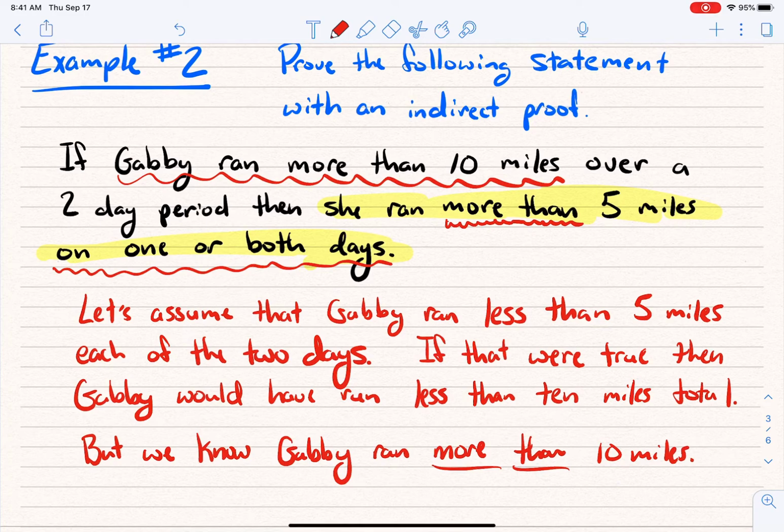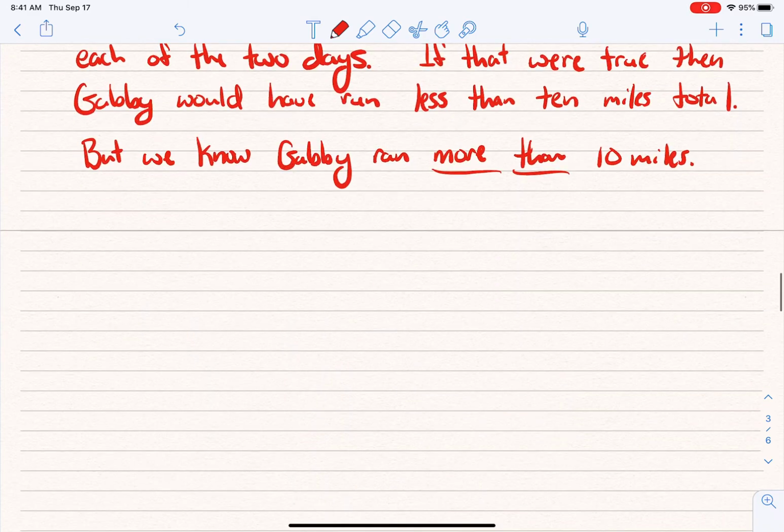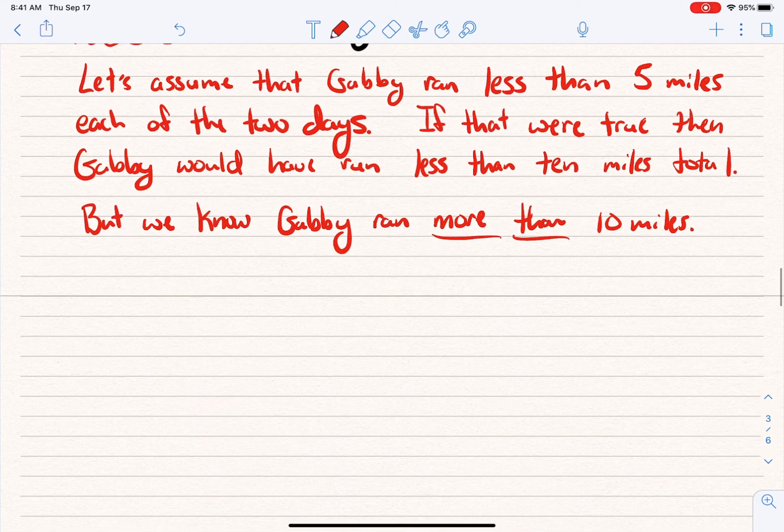Okay, and so then where are we at? We're now at step 3, because there's our contradiction. We found something that led to a contradiction. We said, let's assume that Gabby ran less than 5 miles each of the 2 days. If that were true, then Gabby would have run less than 10 miles total. But we know that Gabby ran more than 10 miles. There's our contradiction. So now we're to step 3.